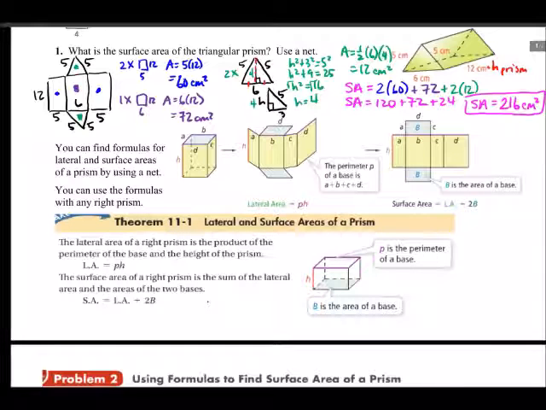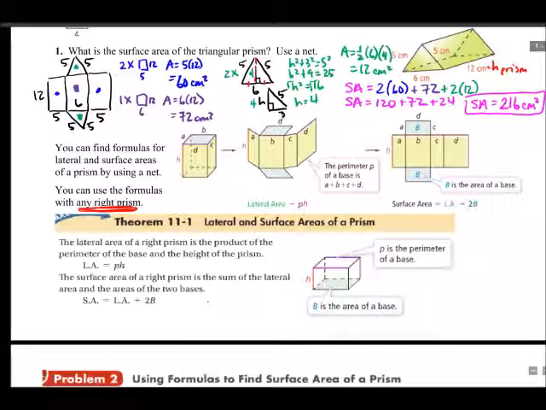Now I can tell you're already going, oh my goodness, that's a lot of work. There has to be a better way. Well, of course there is. This is math, and so we always have shortcuts that we can use. We can develop formulas that let us make shortcuts. Now, for any right prism, we're going to be able to use the formulas we make here. So look at your rectangular prism here.